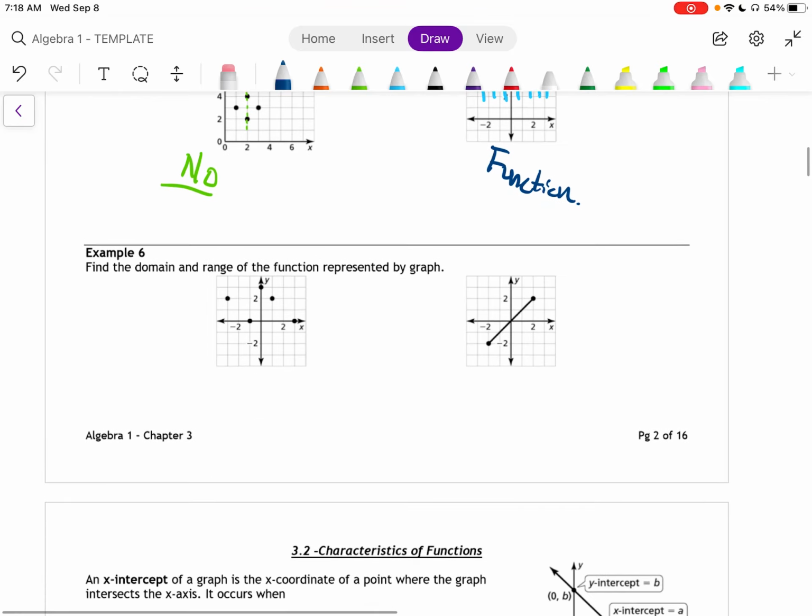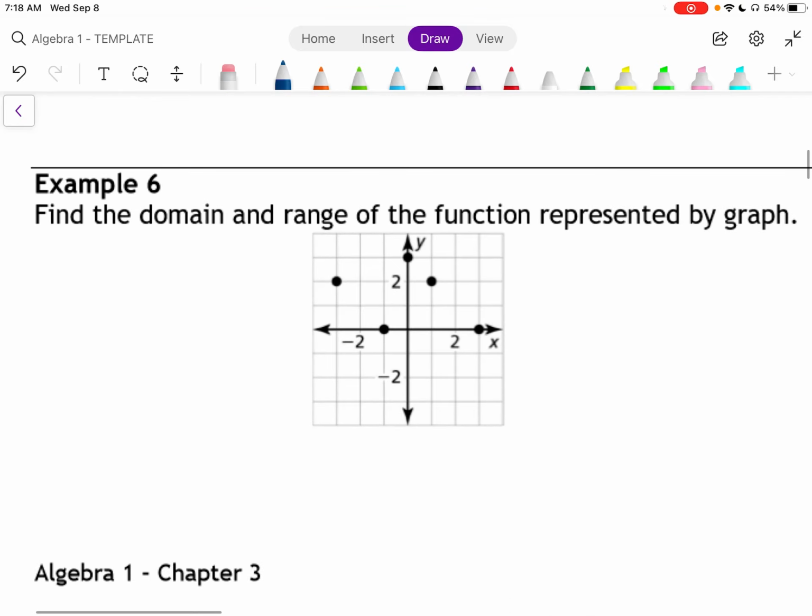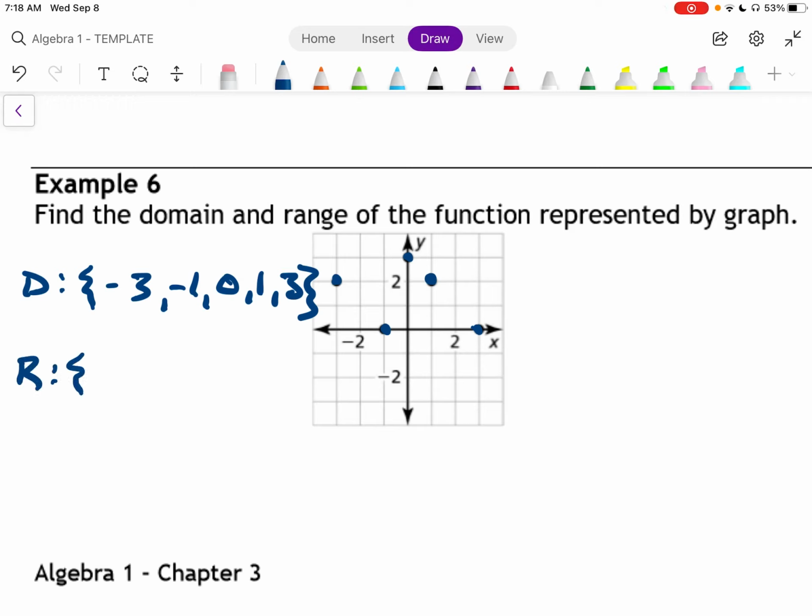All right. Lastly, number 6. How many points do we have here? We have 1, 2, 3, 4, 5. My domain, reading from left to right, I start off at -3, and then I have -1, 0, 1, 3. My range, starting from the bottom to the top, I'd start off at 0, and then 2, and then 3. And again, you don't have to repeat. I know that some of those were used for multiple points. Just list it once.